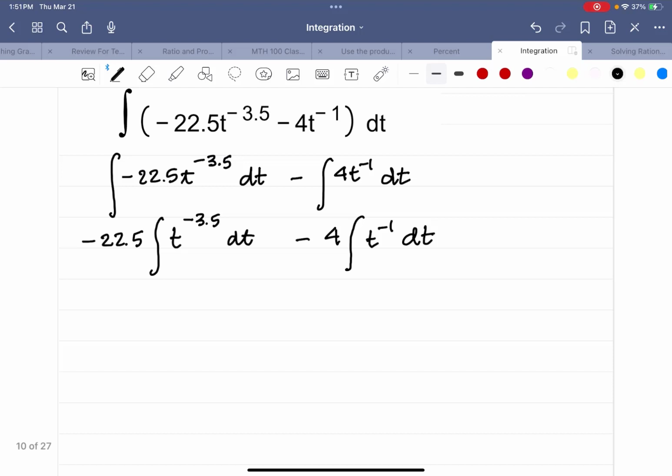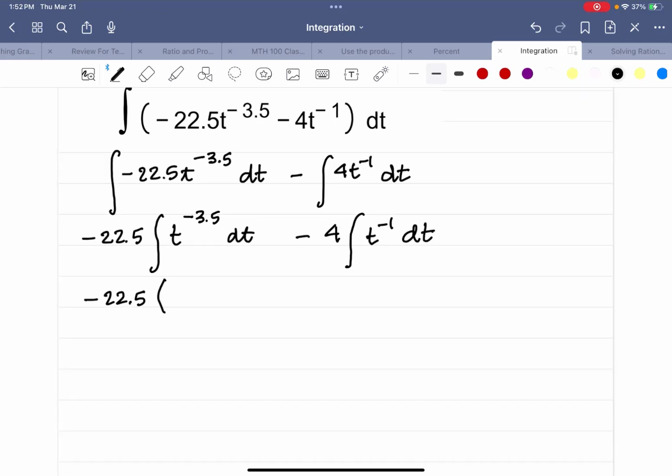And so I'm going to reverse the power rule. Remember what that is. Now this negative 22.5 is going to be there, and it's going to be times t to the power, where you add 1 to the power and you divide by the power. We subtract when we're doing the derivative. We add 1 when we're doing integration. We'll come back and we will reduce and simplify in a minute.